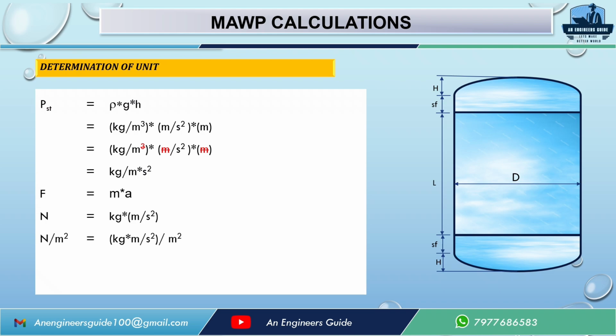Now with further modification, we get the unit as kg per meter second square on the right side, which exactly matches the unit we previously derived. So we can conclude that kg per meter second square is equal to Newton per meter square, which confirms it is a valid and well-known unit of pressure.